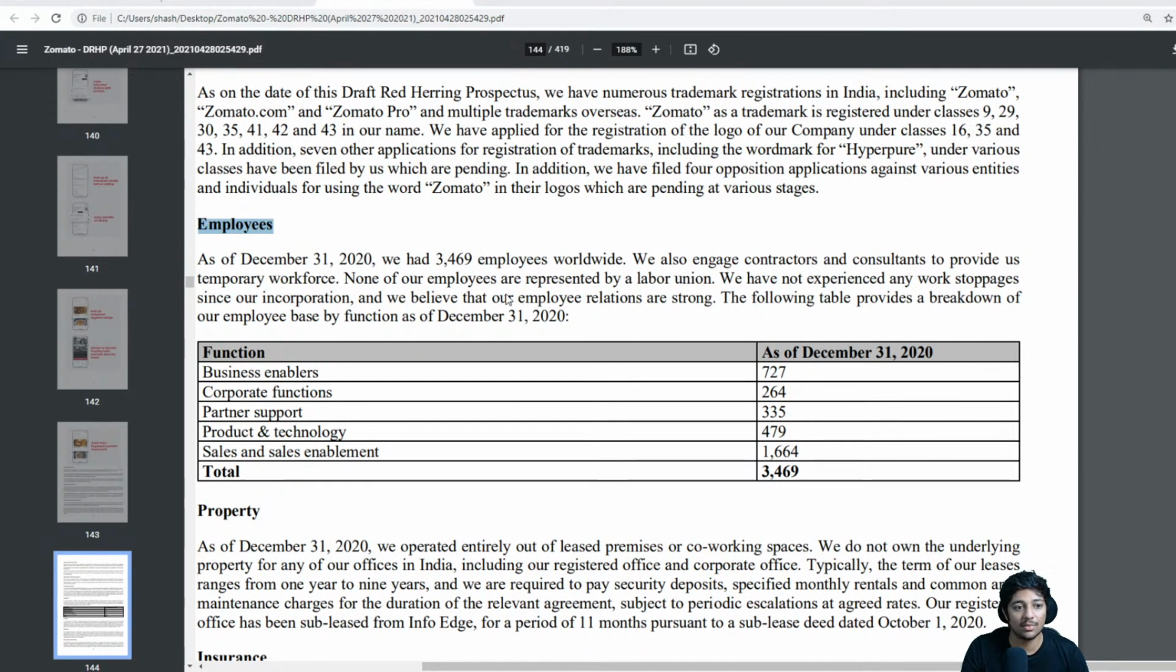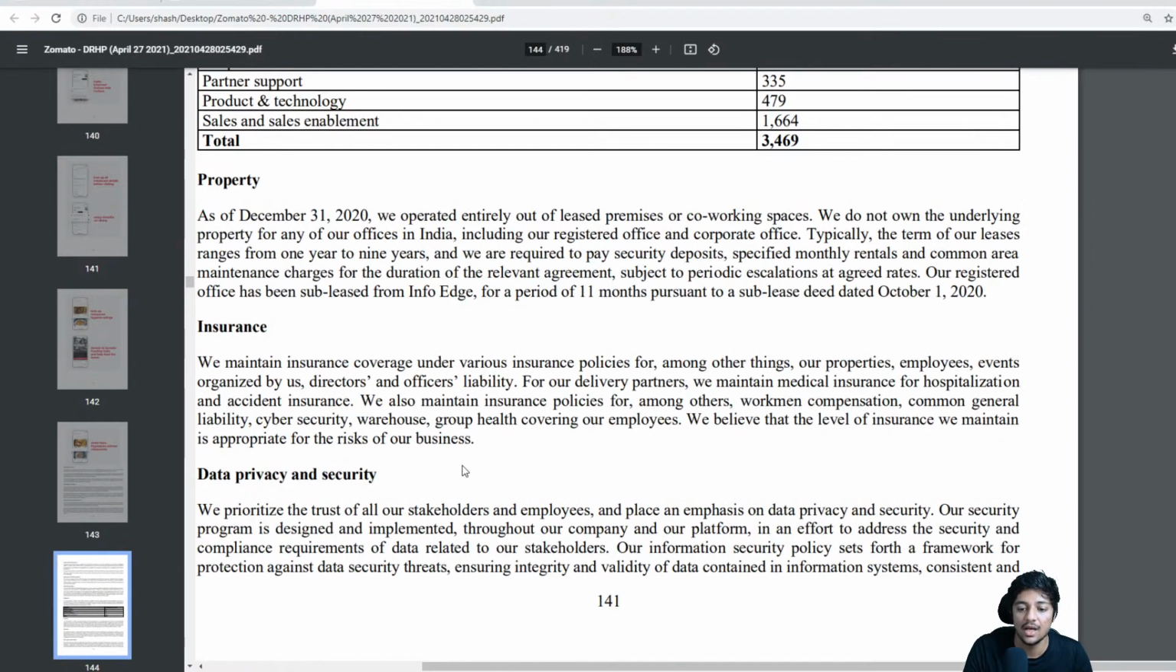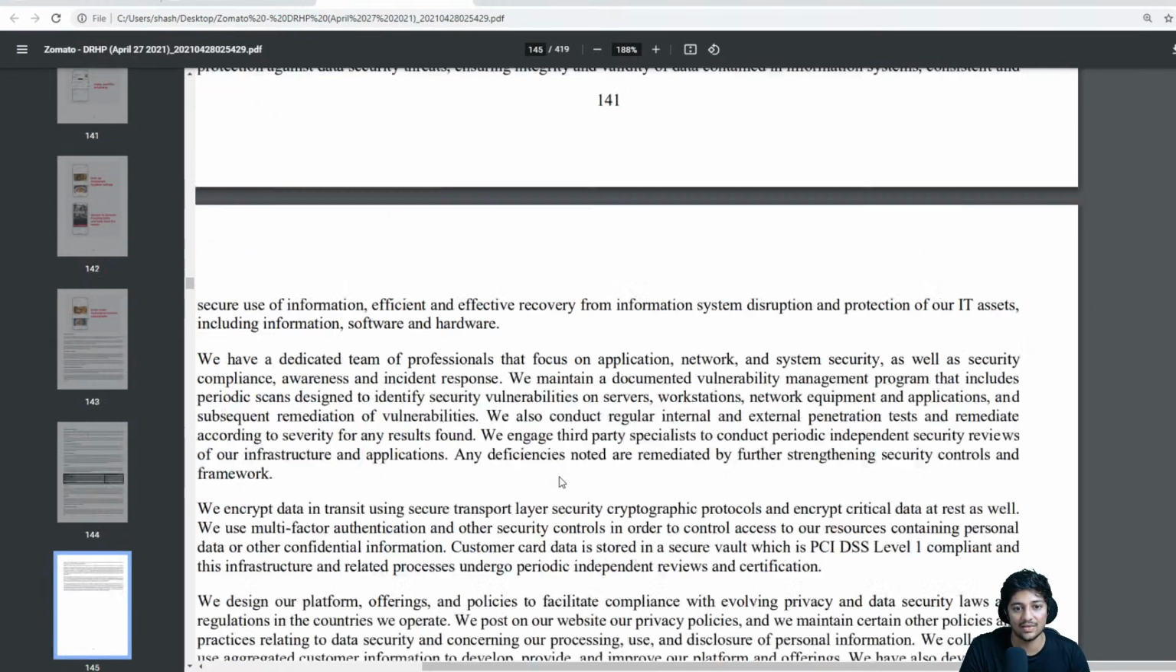Now look at the number of employees that they have. As of December 31st 2020, we had 3,469 employees worldwide. Business enablers 727 employees, corporate function 264, partner support 335, product technology 479, sales and sales enablement 1,664. Literally 50% of their staff is sales staff. Why is 50% of the staff sales staff? Because they need more and more partners coming on their channel. So they have a massive sales team.